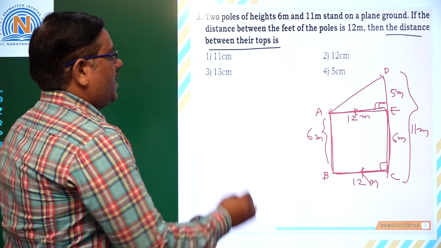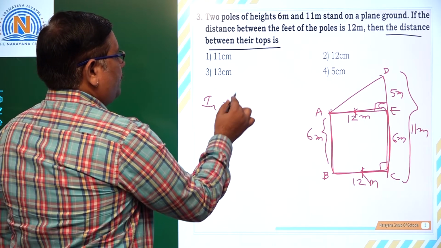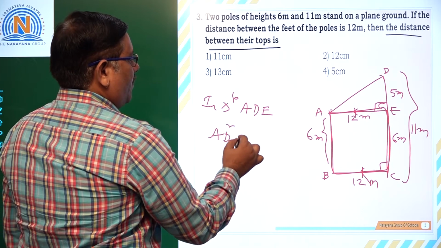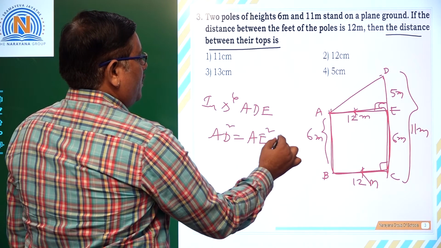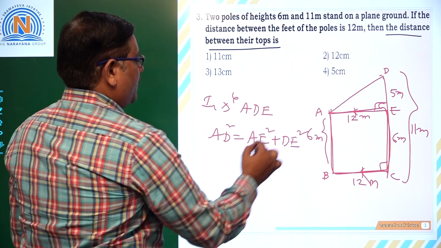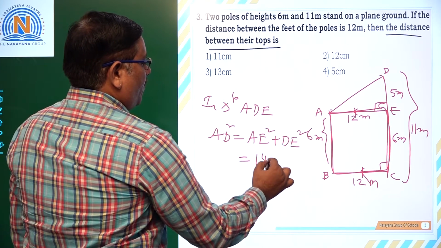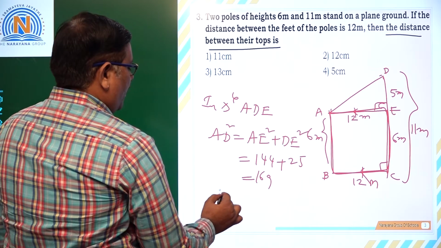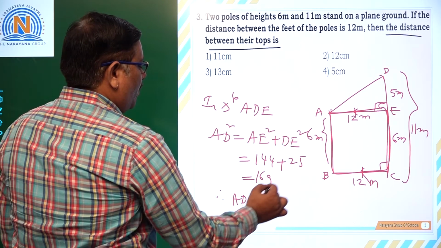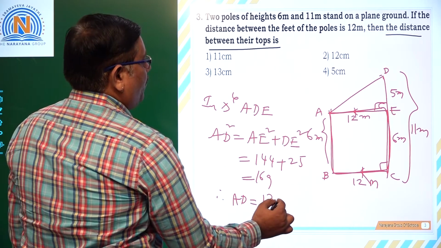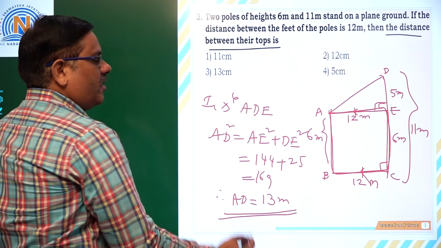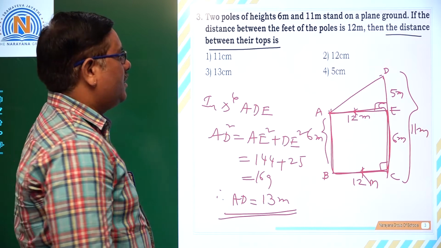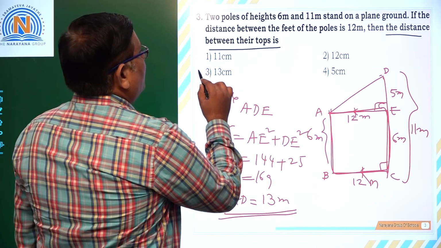So simply we can say in triangle ADE, AD square is equal to AE square plus DE square. That is 12 square, 144, plus DE square is 25. That is 169. Therefore, AD will be root 169, that is 13 meters. The distance between the tops is nothing but AD here, and that AD becomes 13 meters. 13 meters is nothing but third option.